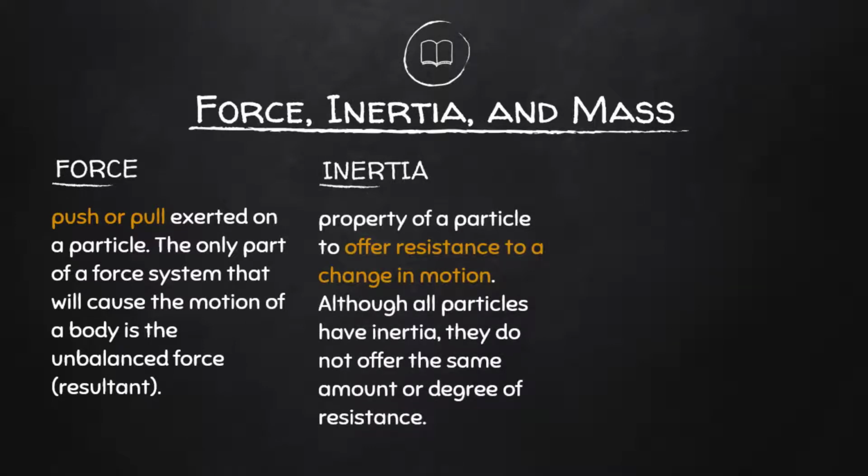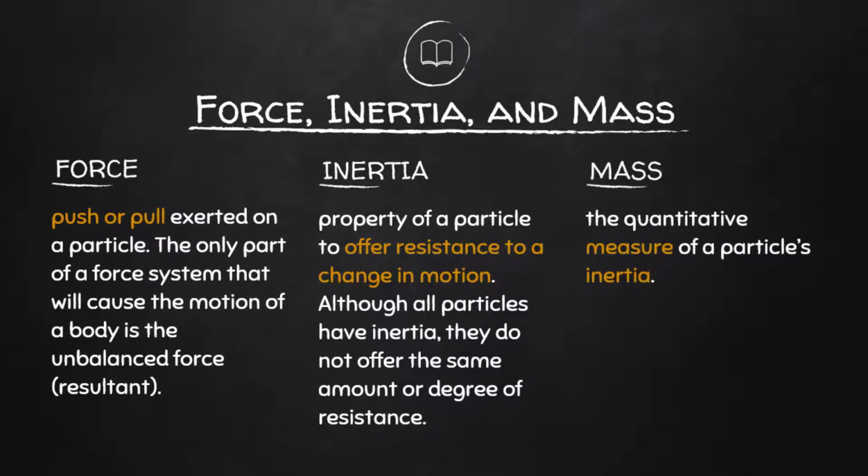Inertia is the property of a particle to offer resistance to a change in motion. As we have discussed, although all particles have inertia, they do not offer the same amount or degree of resistance. And lastly, mass is the quantitative measure of a particle's inertia. That is why an object's inertia is directly proportional to an object's mass.